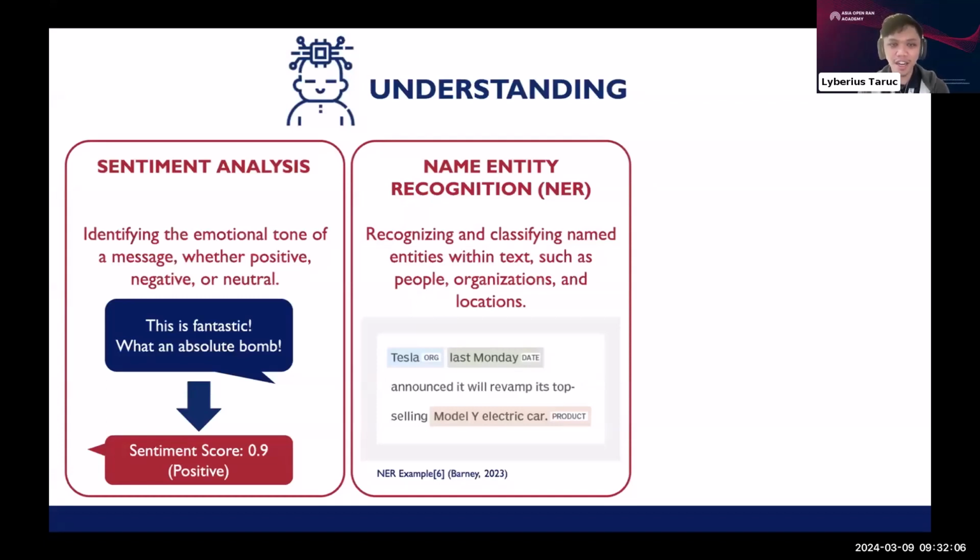So, for instance, here, "Tesla last Monday announced it revamped its top-selling Model Y electric car." It's able to retrieve Tesla, last Monday, and Model Y electric car to be organization, date, and product respectively. So this is one task.